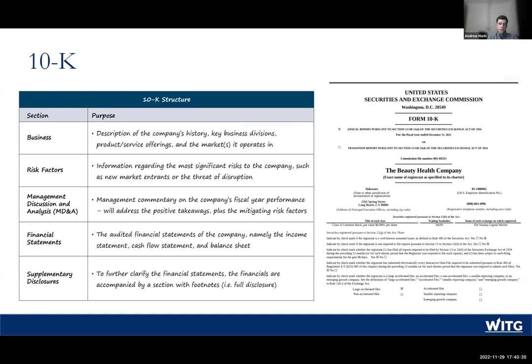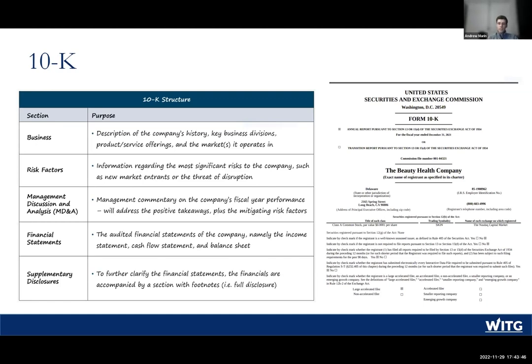So there's a few different sections. It'll start off with describing the business. It'll describe the company's history, what the main divisions are, what products or services it offers, and what markets it operates in. If you want to really understand what the business does, this is a great place to start. This is obviously going to be a little more in depth than what you would get on their website, for example, but it's a great place to get a lot of really important information about what the business is.